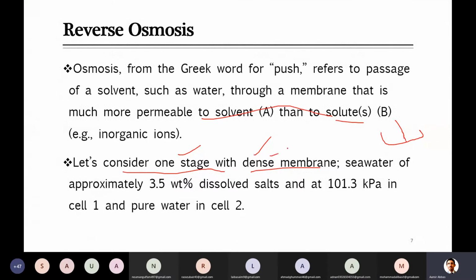So when we put here the dense membrane, which is again semi-permeable, we have seawater of approximately 3.5% dissolved solids. Seawater contains a very high amount of salts, for example 3.5 weight percent, or in grams, 3.5 grams per liter. If you take 1 liter of seawater and evaporate it, more or less it will contain 3.5 grams of salt. That is a very huge amount.